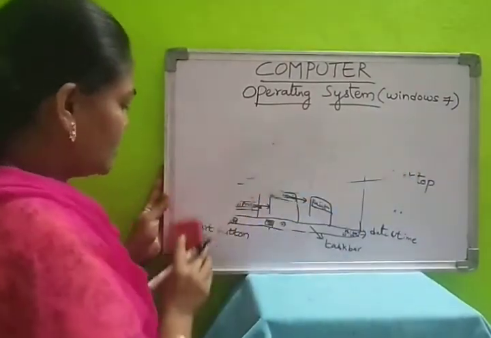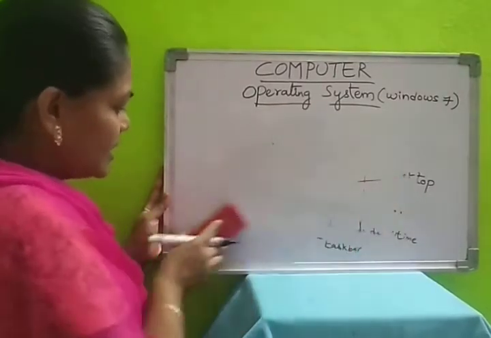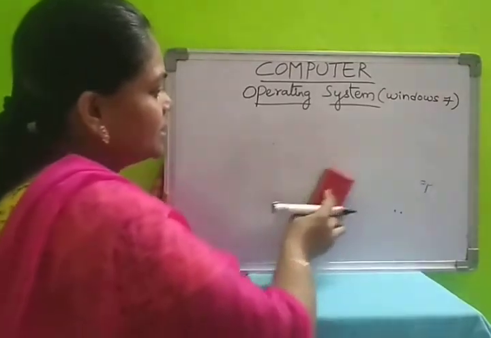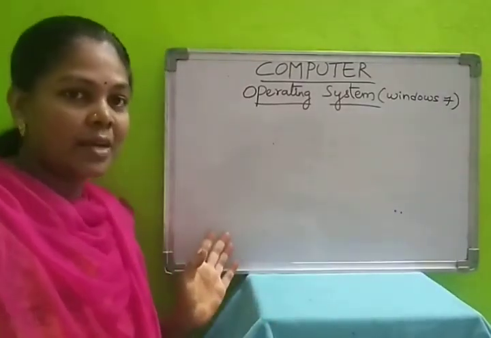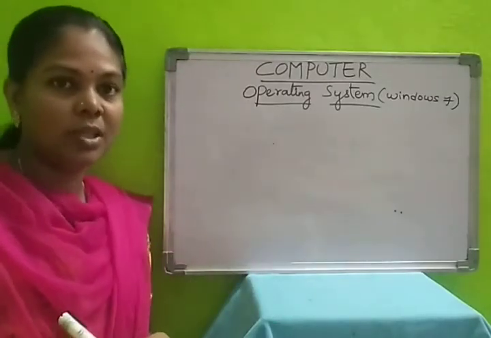After starting Windows, the picture which is displayed is called the desktop. Whatever picture you keep there is the wallpaper. On the desktop you have icons and the start button. From the start button only we will open any application.